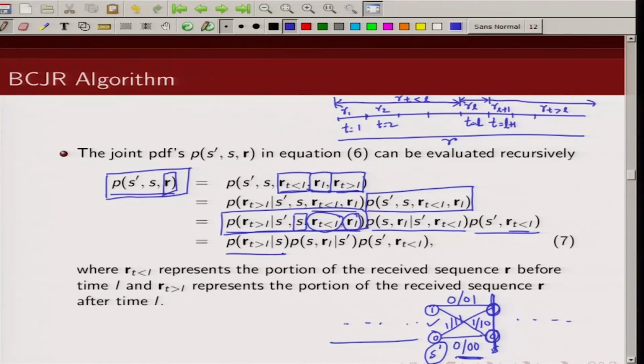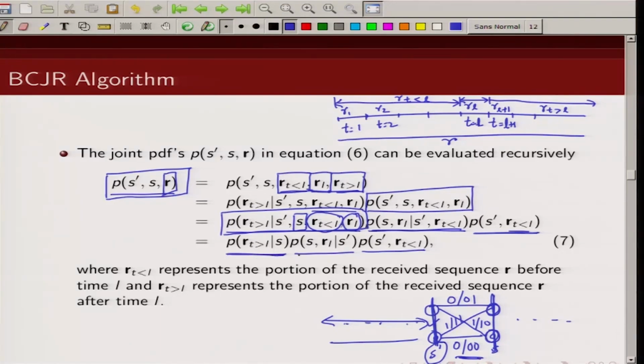So, I can simplify this expression like this. Now, same thing here, look at the probability of S and R L given previous state and given the received sequence before time t equal to L. Now, if I specify what the previous state is, then I do not need what was my received sequence at time t less than L. So, this can be simplified into this expression, and then of course, we have this third expression, which is this. So, what we have done is this joint probability we have now split up into 3 probabilities.